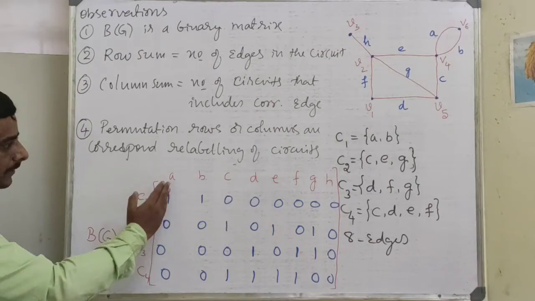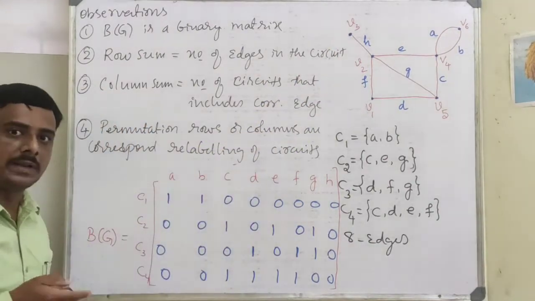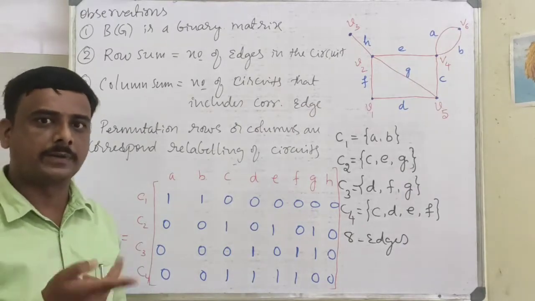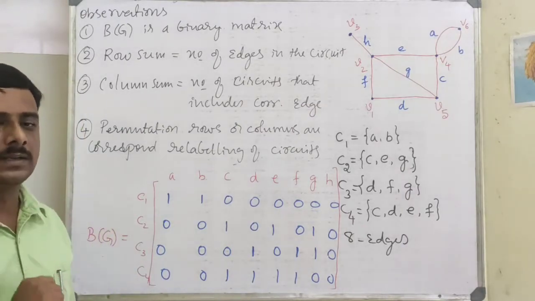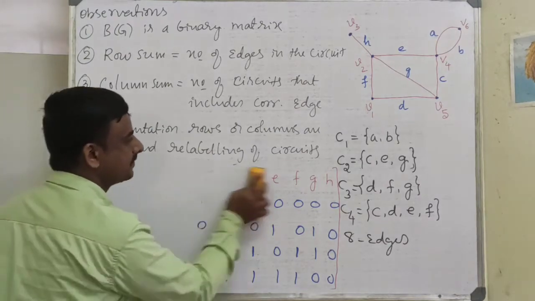Similarly, if you interchange columns, then the name of the edge you have to relabel. So you have to relabel that name of that edge. So that is about the 4th point, that is one of the common points.